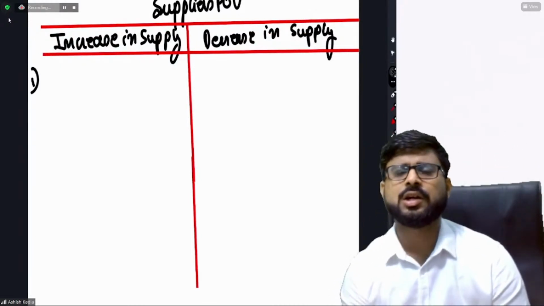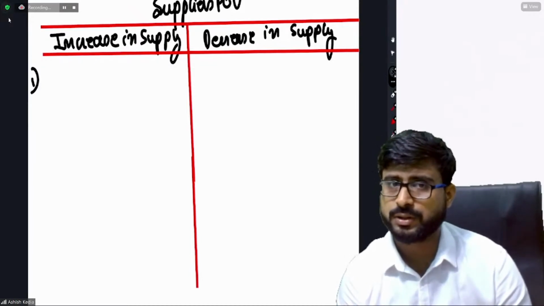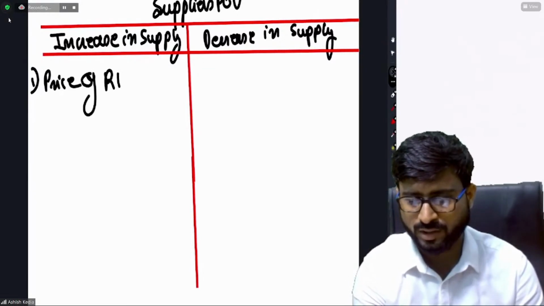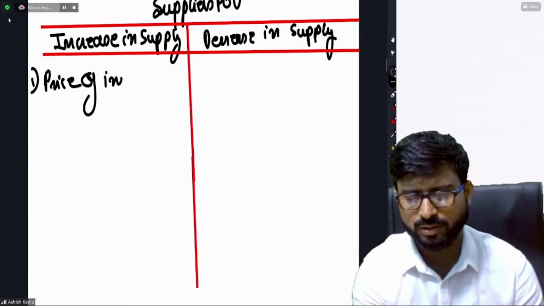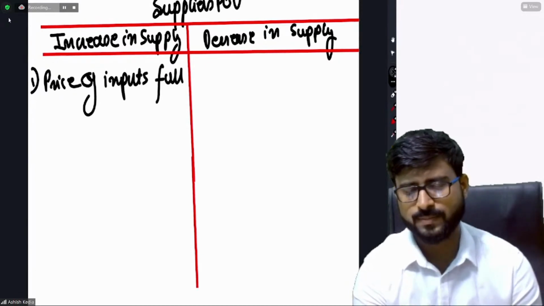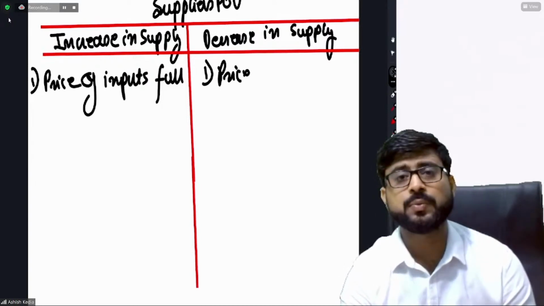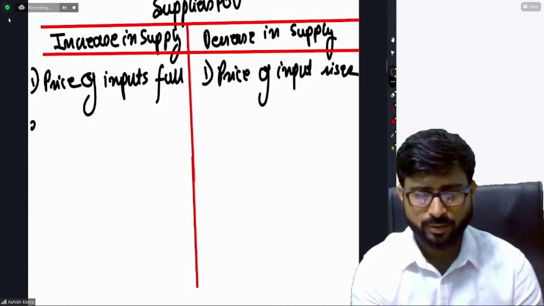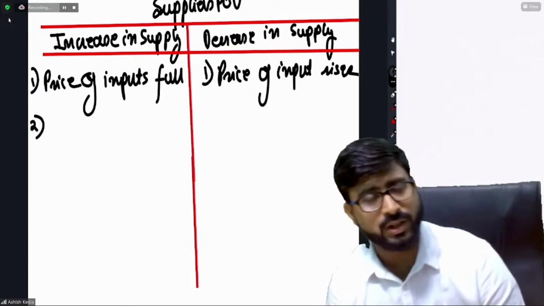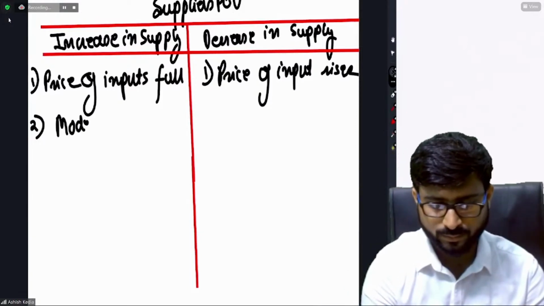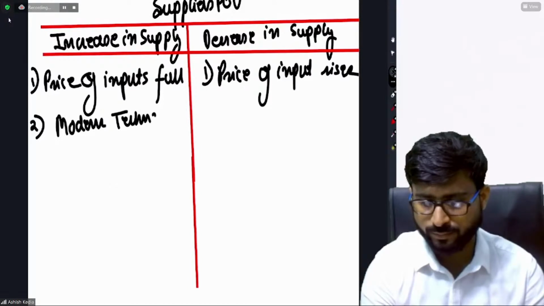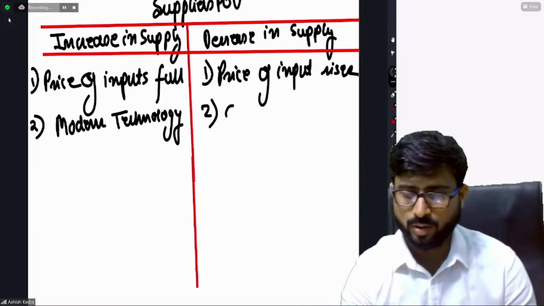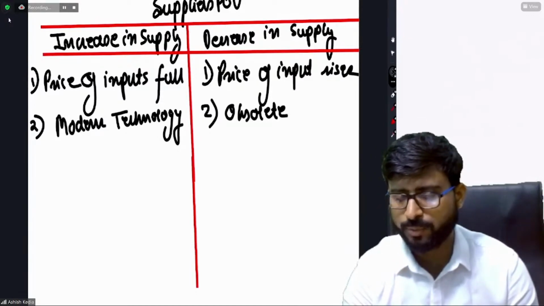When the supply increases, if price of raw material falls, because profit margin will rise, then supply increases. Price of raw material or input falls. It happens when price of input rises. Increase in supply happens when you use modern technology. Decrease in supply happens when you use old technology, obsolete technology.